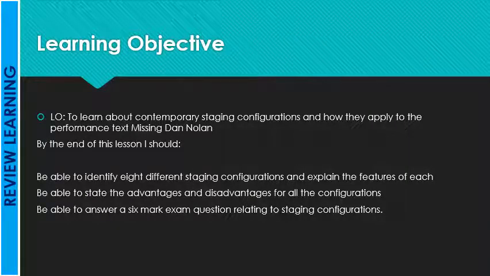So hopefully by now you've done all the tasks that you should have done for this lesson, part 1 and part 2. The learning objective was to learn about contemporary staging configurations and how they apply to the performance text Missing Dan Nolan. By the end of this lesson, I should have been able to identify 8 different stage configurations and explain the features of each.